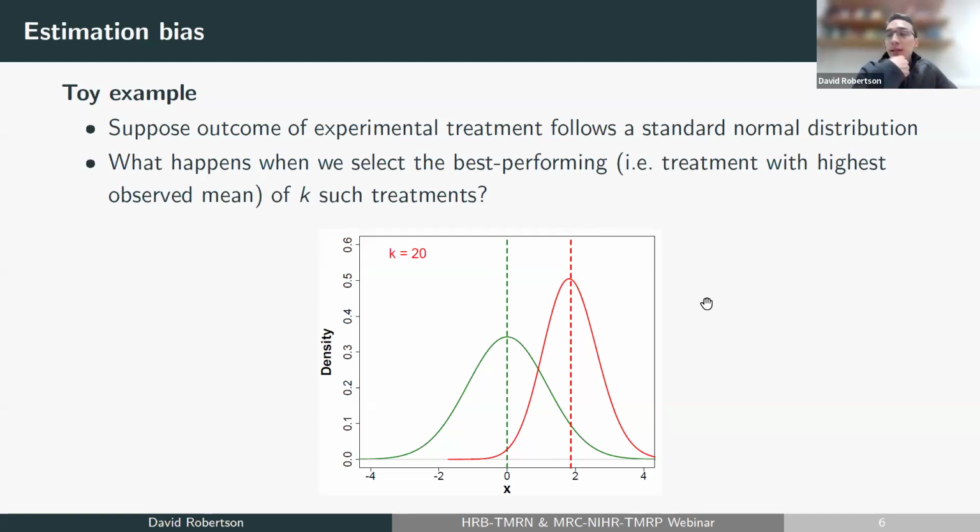In other settings, this is known as the winner's curse, that you're overestimating the best or the winner in this setting. So hopefully that gives a bit of intuition why, in this example, when we have treatment selection, we can get biases in our treatment effect estimates.